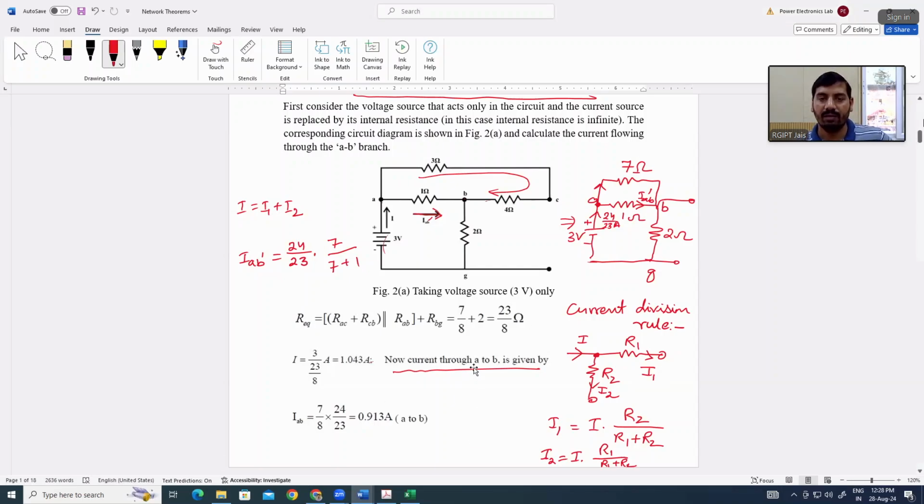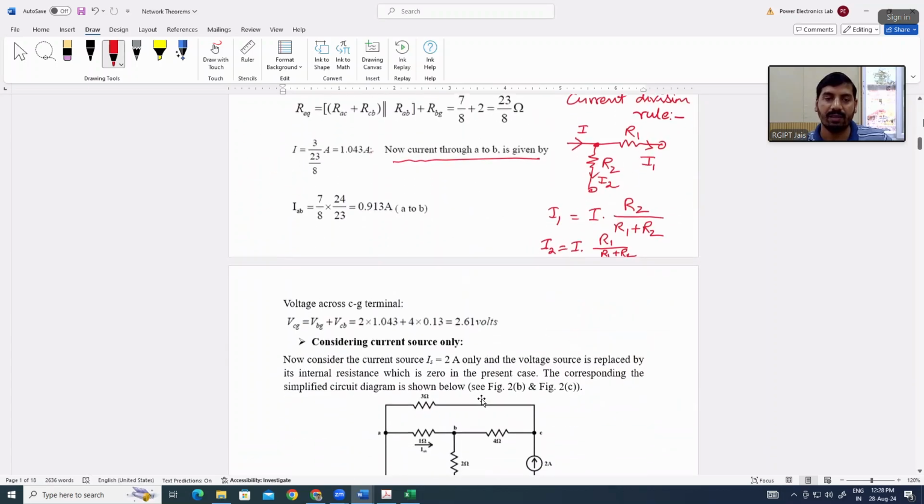So the current through AB, IAB will be equal to 7 by 8 multiplied by 24 by 23. This is 7 by 8 only. 7 by 8 into 24 by 23, that is 0.913 ampere. And it is coming due to the voltage source only, by considering the voltage source only. Okay, this is the first step.